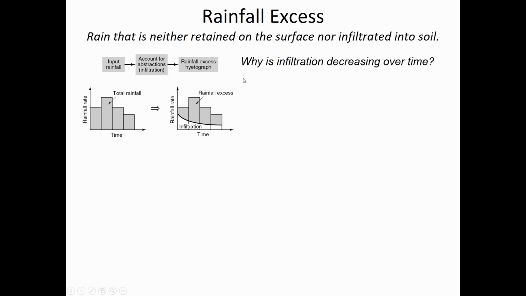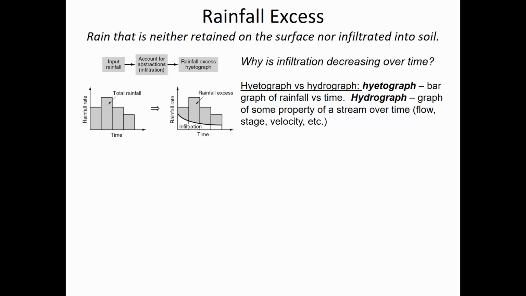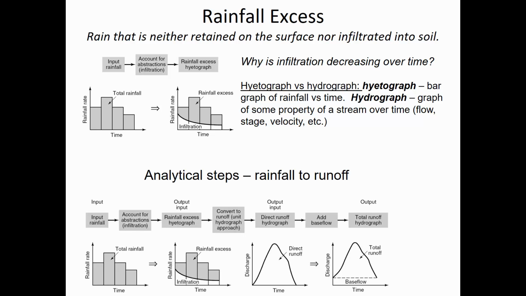Now, of course, we've already talked about why infiltration decreases over time as the voids begin to fill, and we already know that a hydrograph is the runoff, a hydrograph is a representation of the rainfall. Now here's the conceptual analysis steps that we go in. We start with the rainfall. We've talked about how we get to a rainfall excess hydrograph.